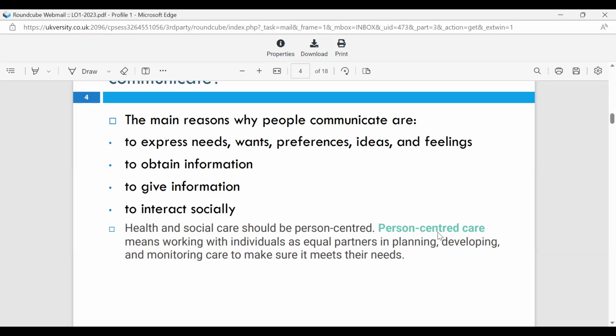People can communicate in case of an emergency. They communicate to know more information and to know how to take care and all that. Yeah. So in case there's an emergency, also in case any changes have to be made on medication or anything like that within health and social care, because you have to communicate with people. Health and social care should be person-centered. Person-centered care means working with individuals as equal partners in planning, developing and monitoring care to make sure their needs are met.